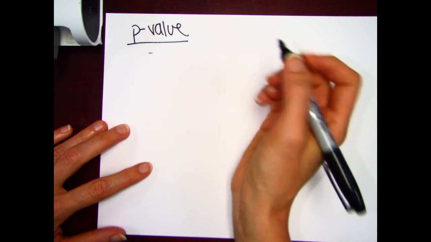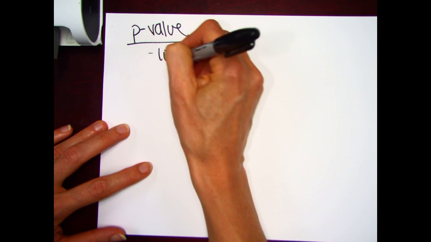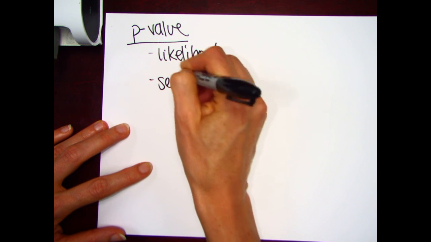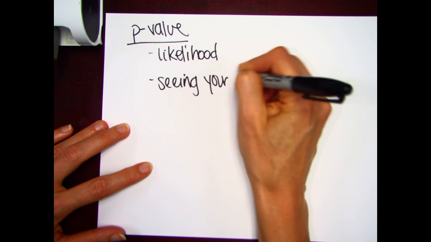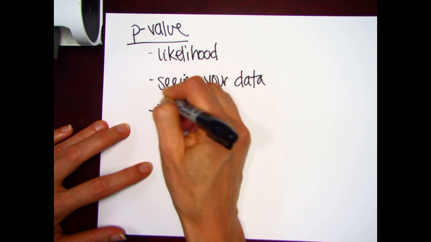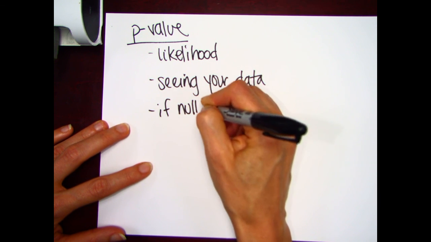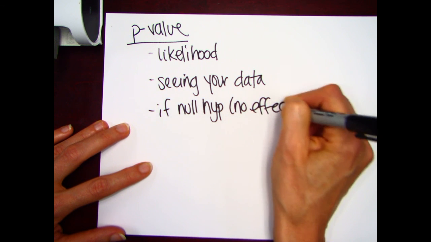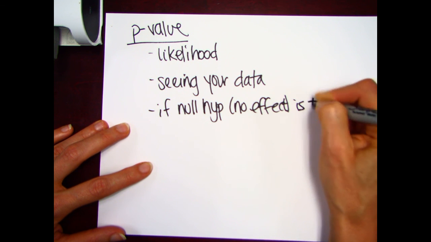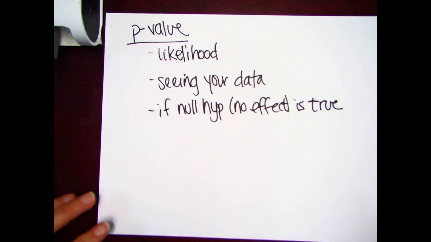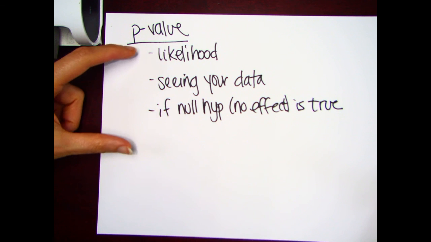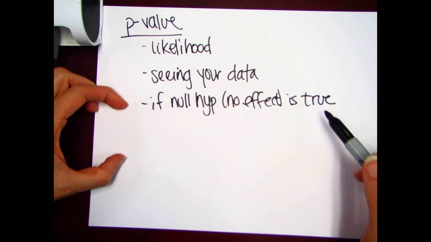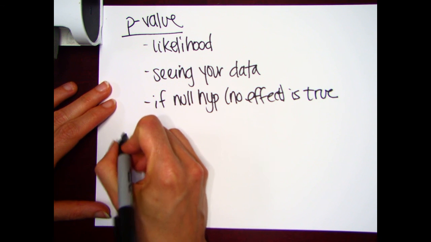So let's try this. The p-value is the likelihood of seeing your data if the null hypothesis, which is, remember, the no effect hypothesis, is true. So what is the likelihood that you will see the data that you actually got if the null hypothesis is true?